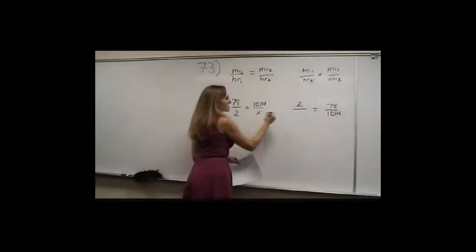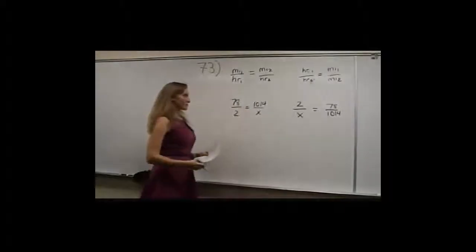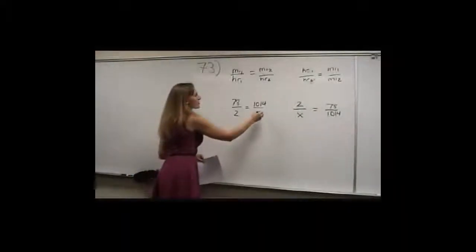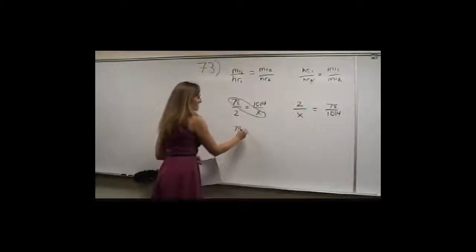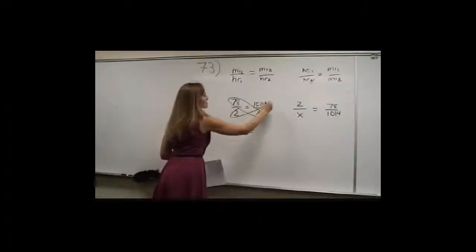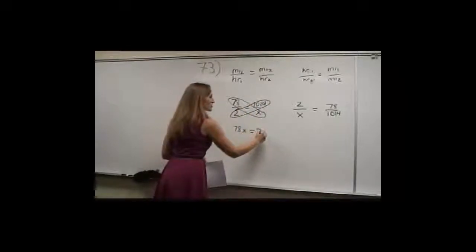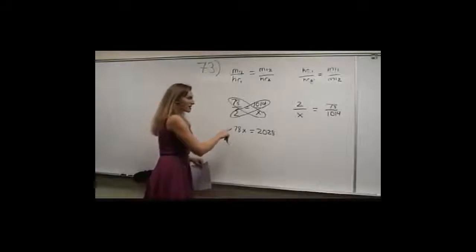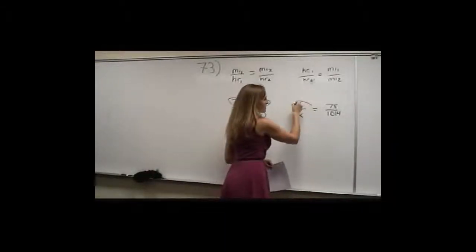So I'm going to put my x here as my variable. Now, both of these are correct, and they both work, and the reason why is because in proportions, the next thing I need to do is cross-multiply. So if I cross-multiply this one, then I have 78x is equal to, and then I cross-multiply these two. This would be 2,028.